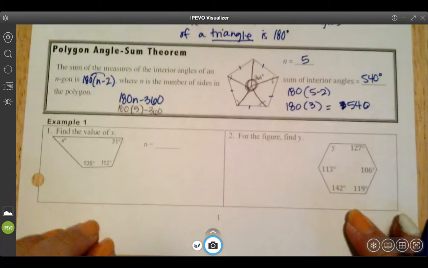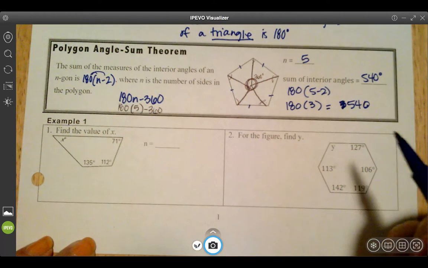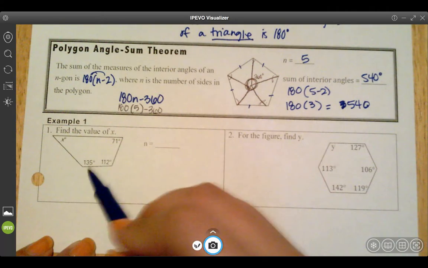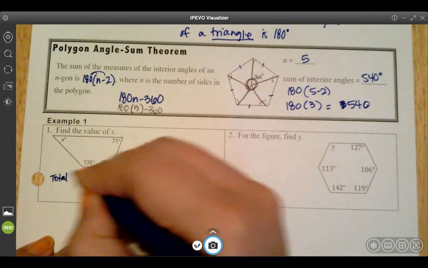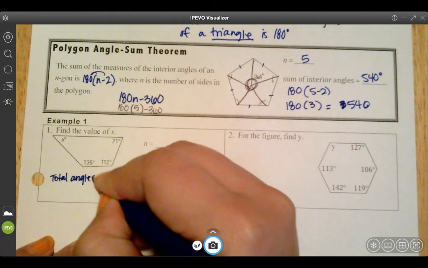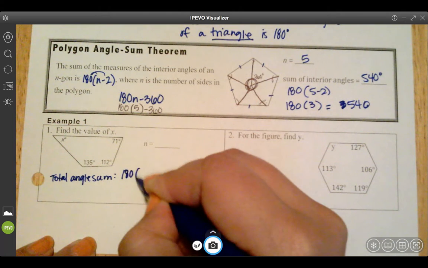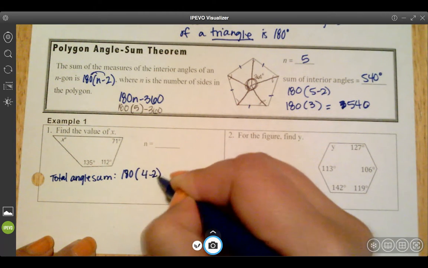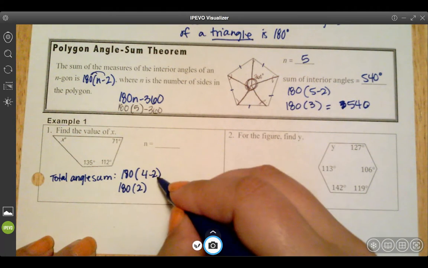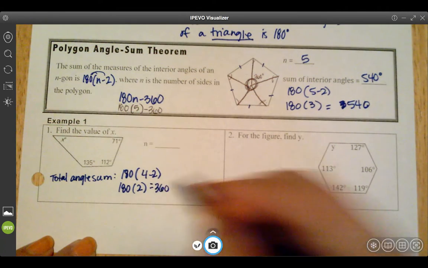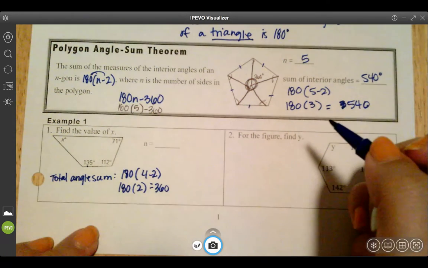So let's do a couple of examples. In example 1, we want to find the value of x. Well, we see here we have a 4-sided figure. So we can say the total angle sum should be 180 times 4 minus 2, which was 180 times 2, which is 360. Which means that all 4 of these angles should add up to 360.